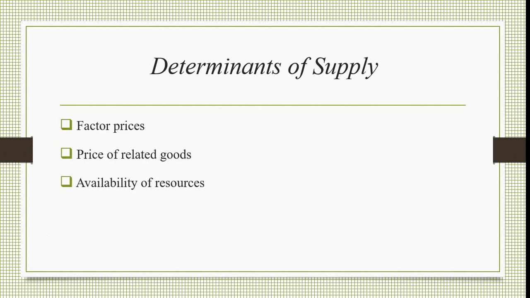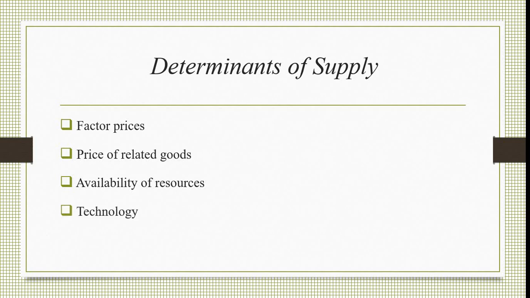Then we have the availability of resources. So if the resources that they are going to use to produce are available, they will be able to produce. Sometimes, depending on geographical locations where you are, if the resources you need to produce a particular good aren't available, you tend to produce less and hence supply less.